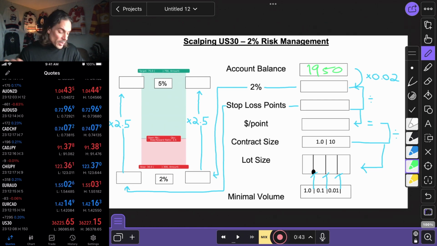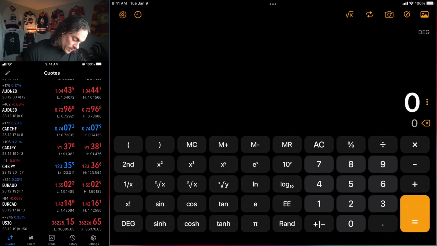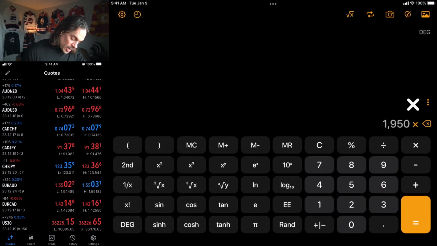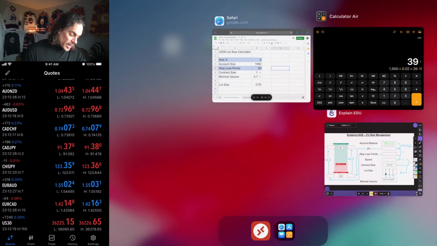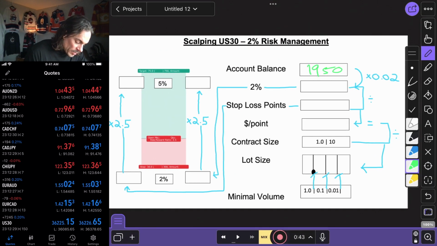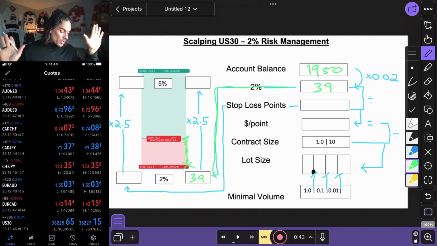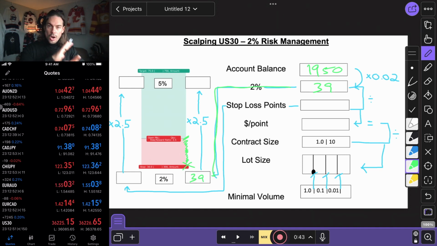So the first thing that we've got to do is figure out what 2% is of $1,950. So let's take a look here. $1,950 times 0.02 equals $39. Okay, so what does that mean? If I come over here to the right side, well, let's just follow this line here. So I'm following the line. Okay, so $39. That means if we enter into a buy and the trade goes in the wrong direction, we know that at maximum we're going to lose $39, not a dollar more. Okay, and that's kind of like our hard stop.